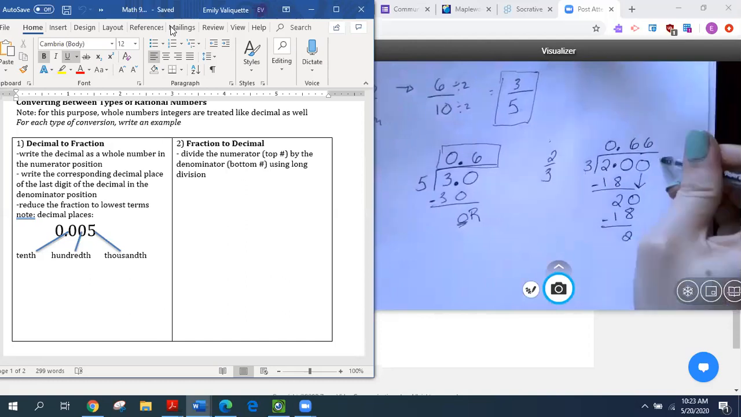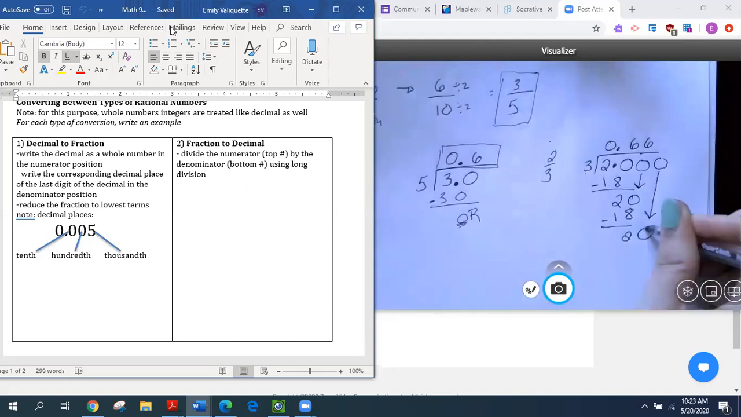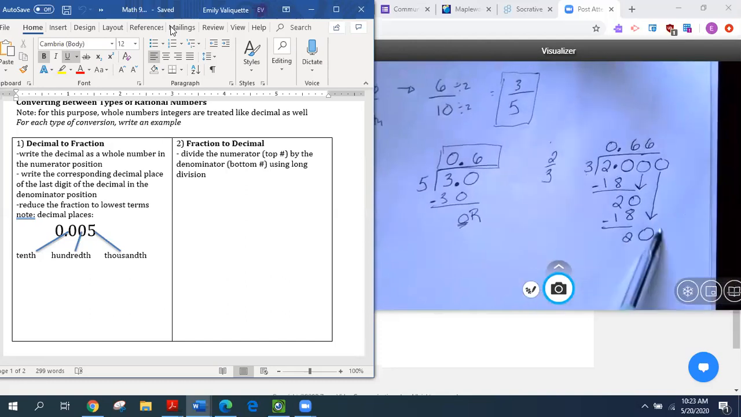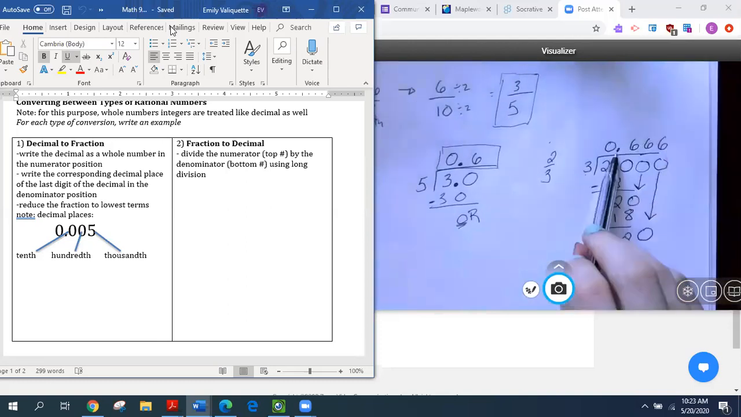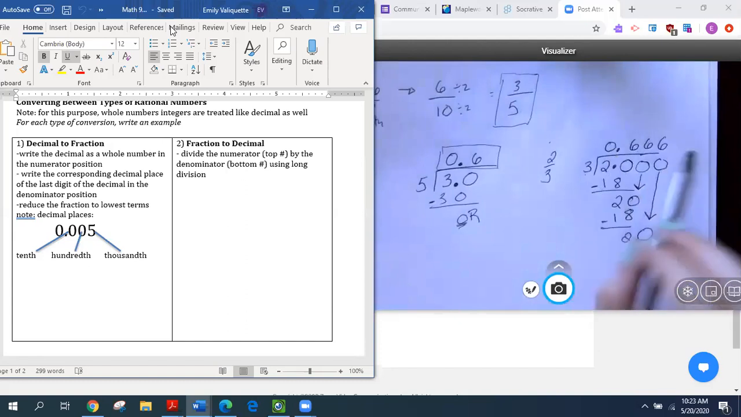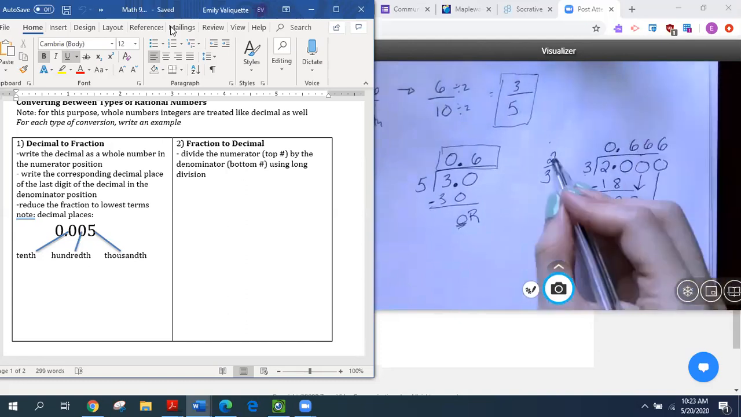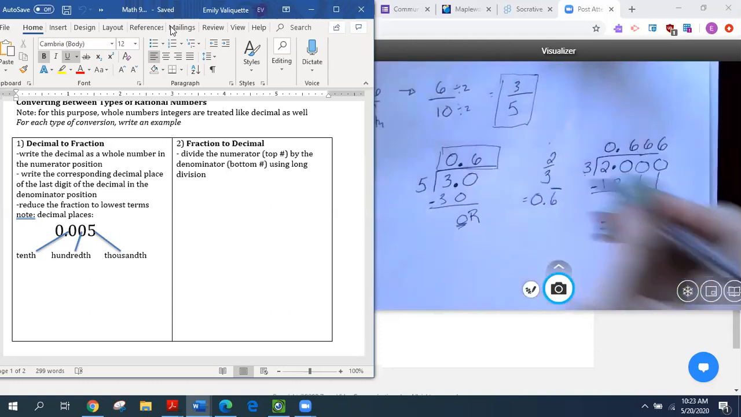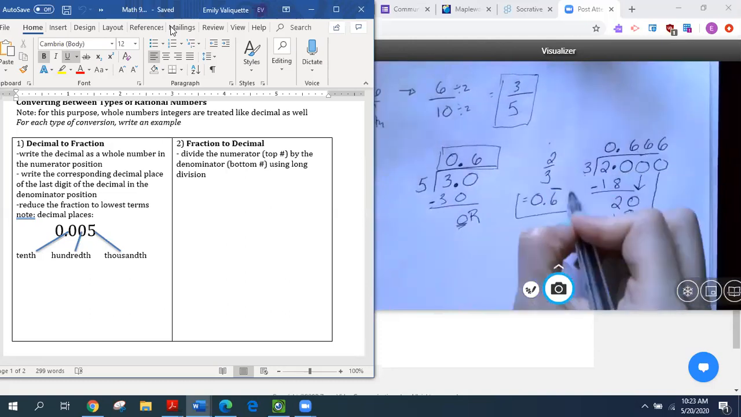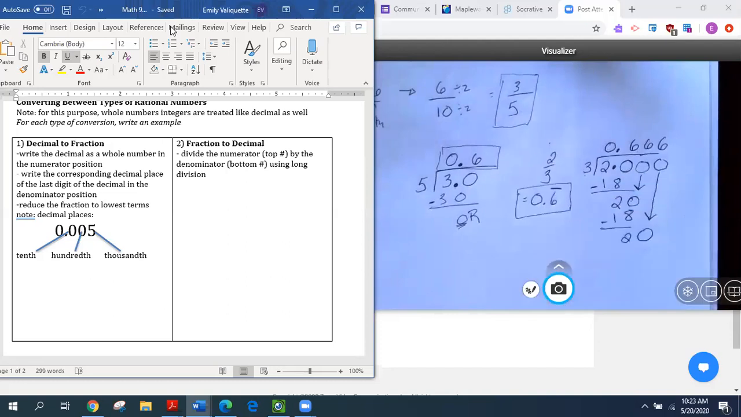And as you can see, in this case, I just keep having to divide 3 into the same number, into 20, which tells me that I've got a repeating decimal. So I could write this as 2/3 is equal to 0.6 repeating. Okay? So as soon as you see the same number over and over again, that's how you know you have a repeating number that you're dealing with.